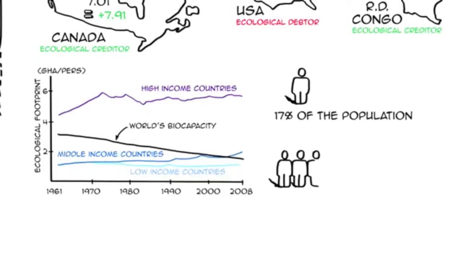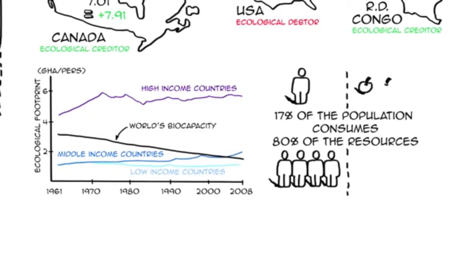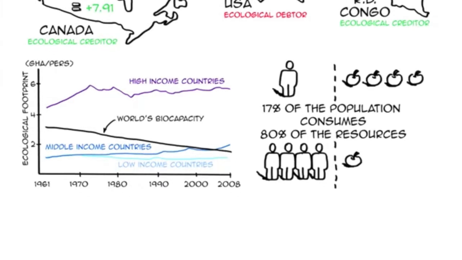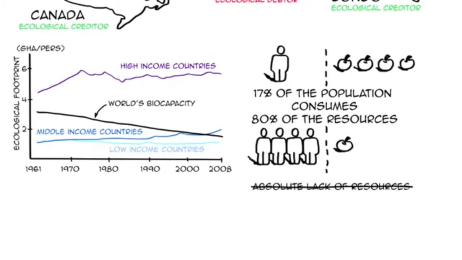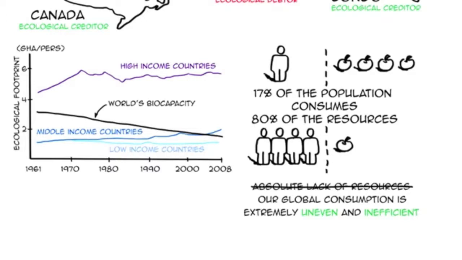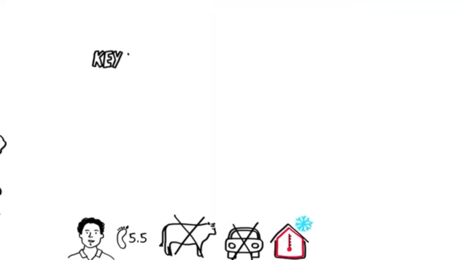And this is also confirmed by the fact that 17% of the world's population consumes 80% of the world's resources. So the main problem is not the absolute lack of resources, it's the fact that our global consumption is extremely uneven and inefficient. As usual, here are the key points to keep in mind.